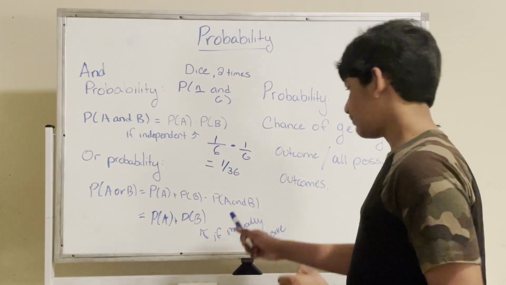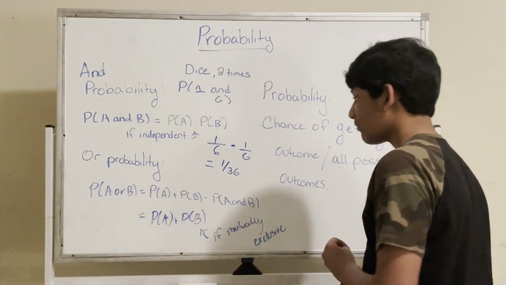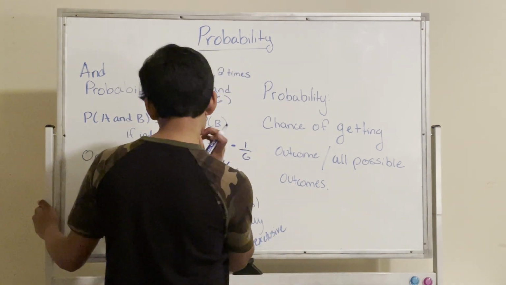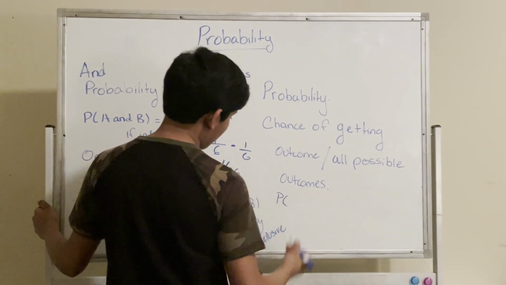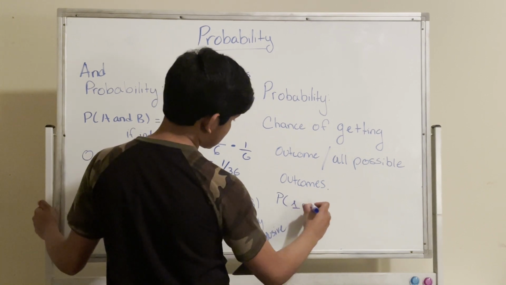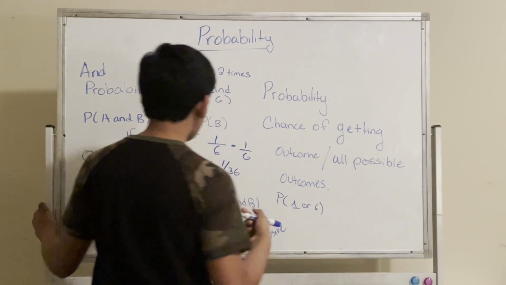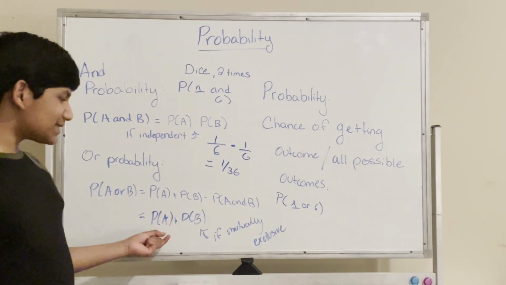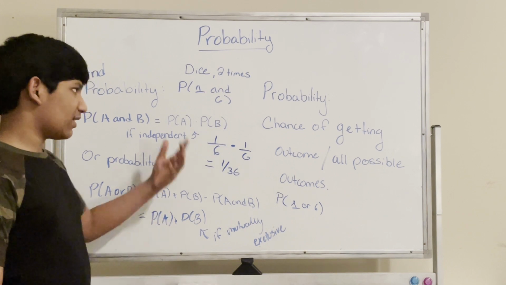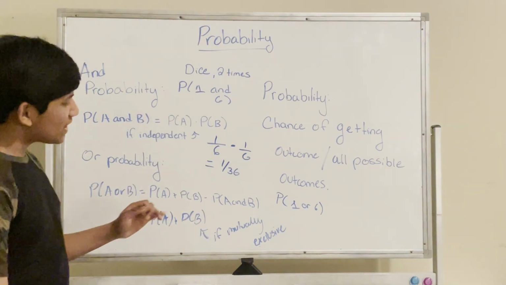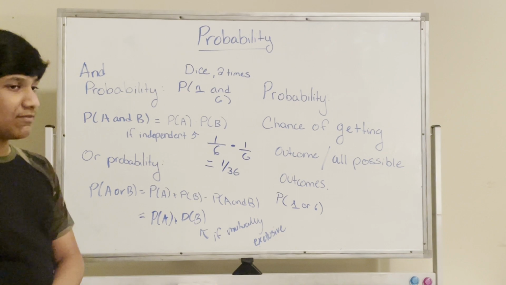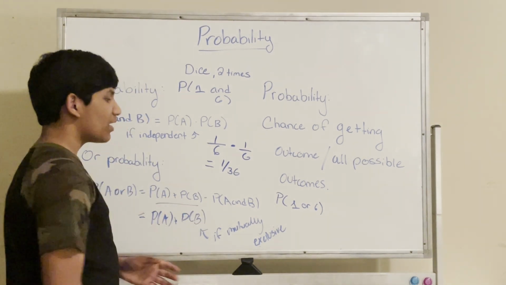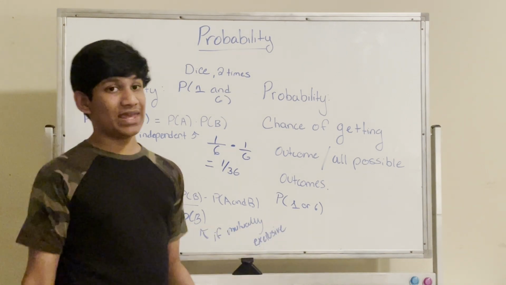So OR probability. Let's say we have a dice, and we're going to say what's the probability of getting a 1 or a 6. Right now, we can obviously get a reasonable guess that this is going to be definitely bigger than the previous result. The reason is because 1 over 36 is a very, very small number. Now, as you can see, we're adding things here because this is mutually exclusive.